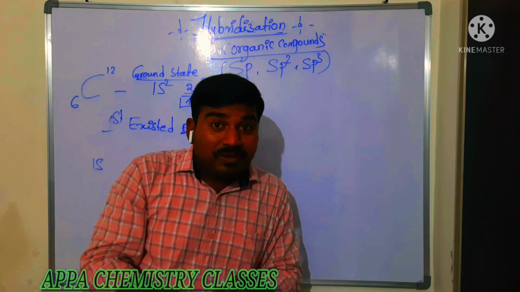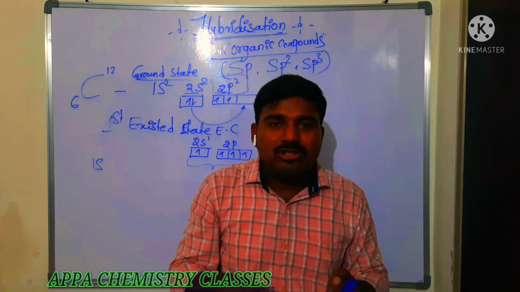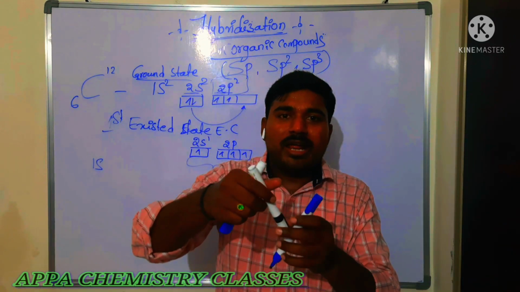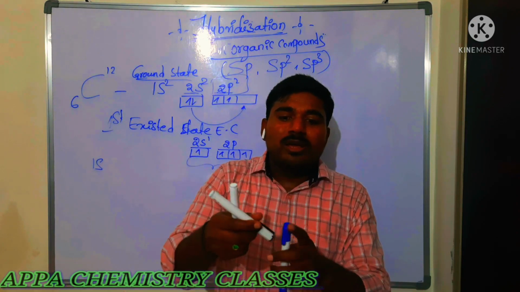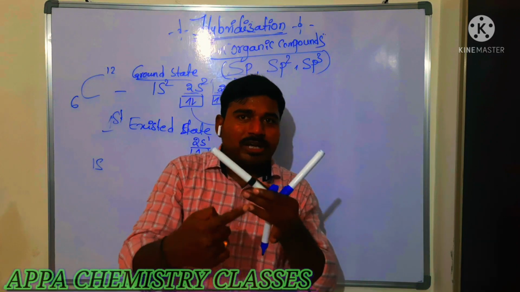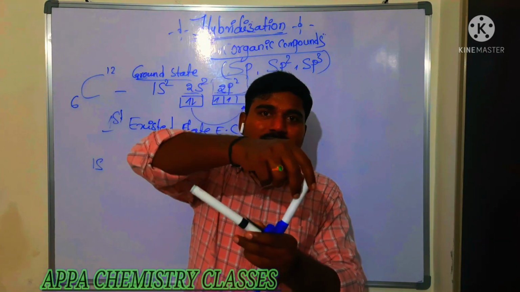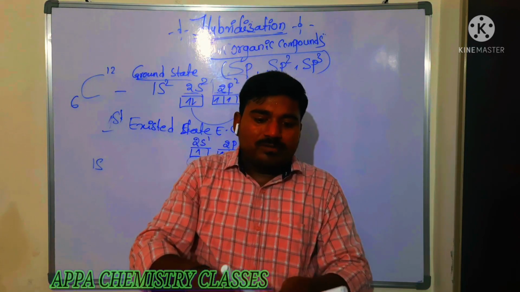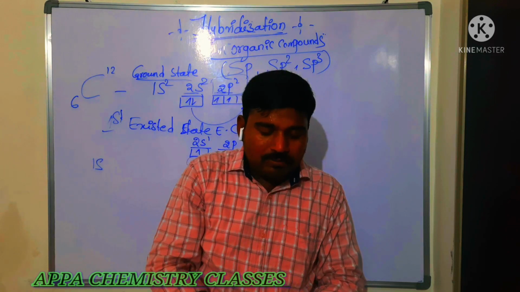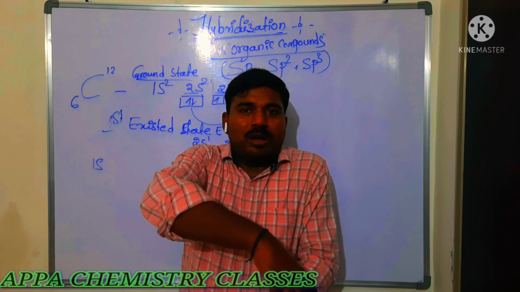Is that clear? If 3 hybrid orbitals are there, they should be arranged in a trigonal planar manner. This is what a trigonal planar arrangement looks like. In a tetrahedral manner, what happens? One of the bonds will be here, like this, and one more bond will be up.